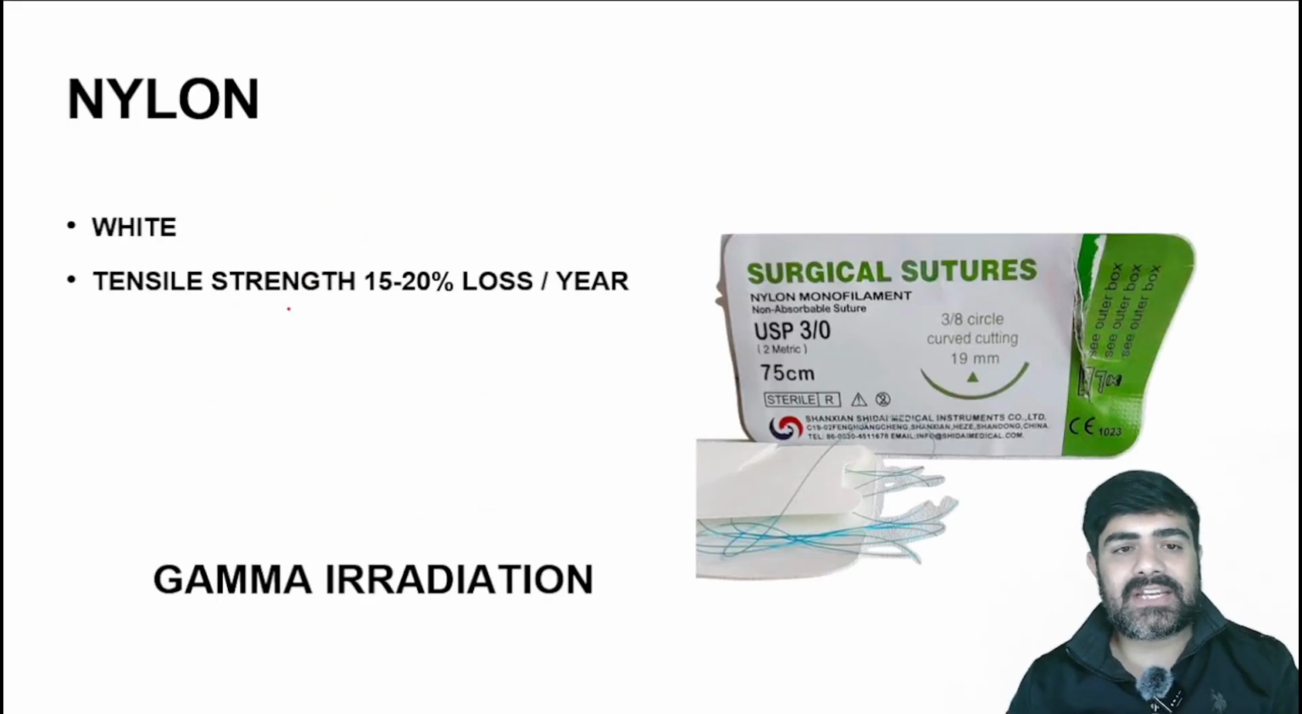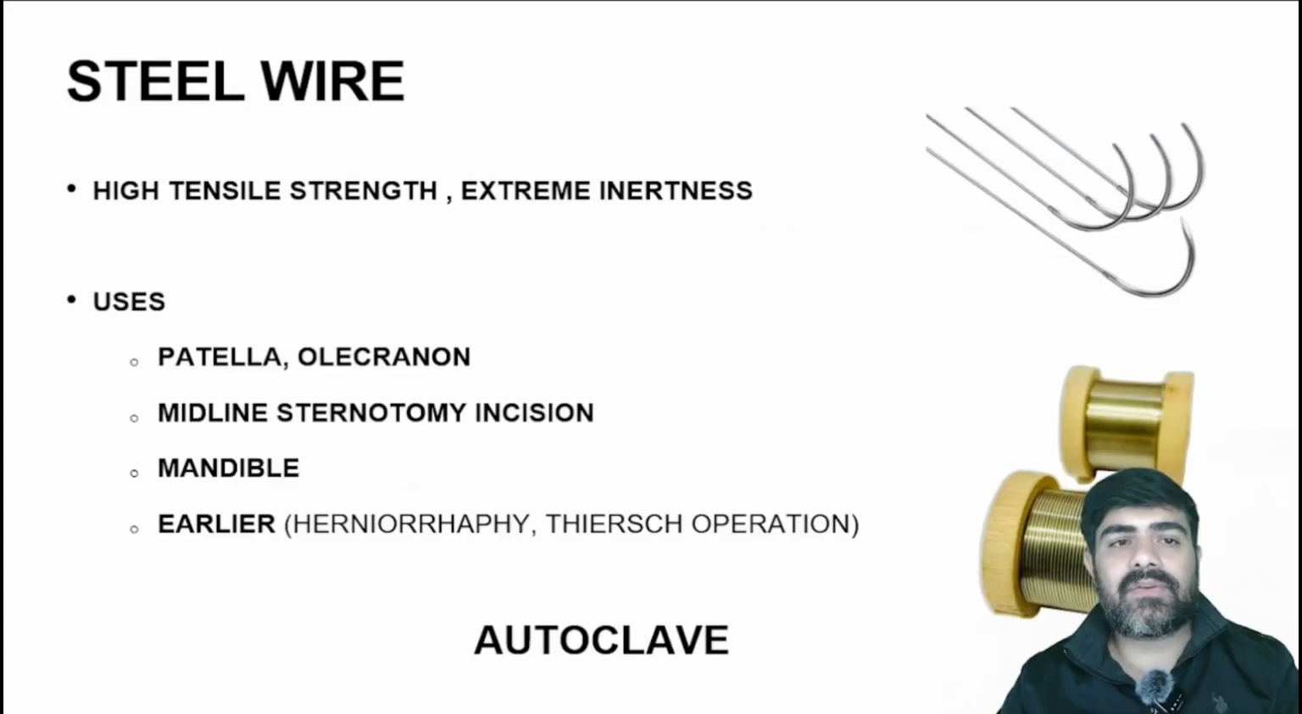This is nylon. It is white in color. It can be blue in color if dyed. Tensile strength is lost 15 to 20% per year. Okay, and this is sterilized with gamma irradiation. And we have steel wire.